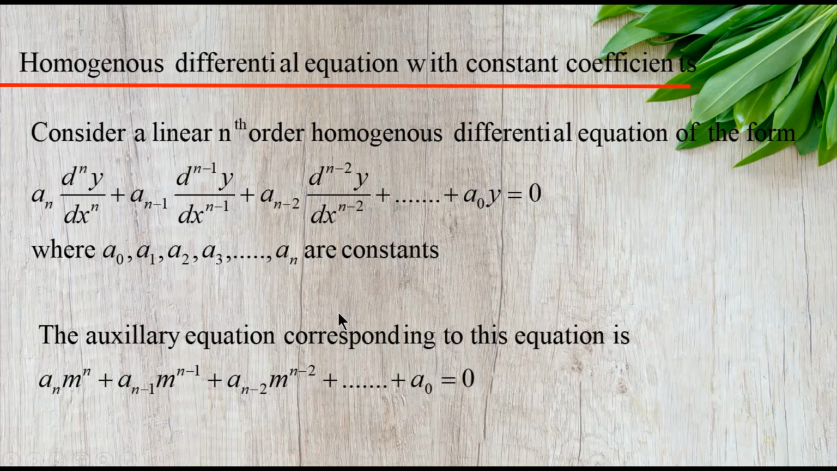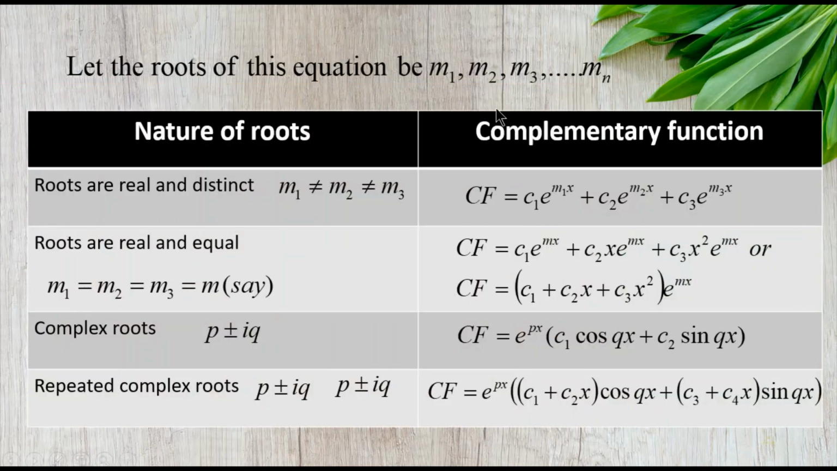This is the method we usually follow while solving a homogeneous differential equation with constant coefficients. That is, write the auxiliary equation by considering the derivatives as the variable m. So, here we have an nth order derivative, so we can write m raised to n. m raised to n minus 1 will be the n minus 1th order derivative, and so on. Here there is no need of writing the dependent variable y in this auxiliary equation.